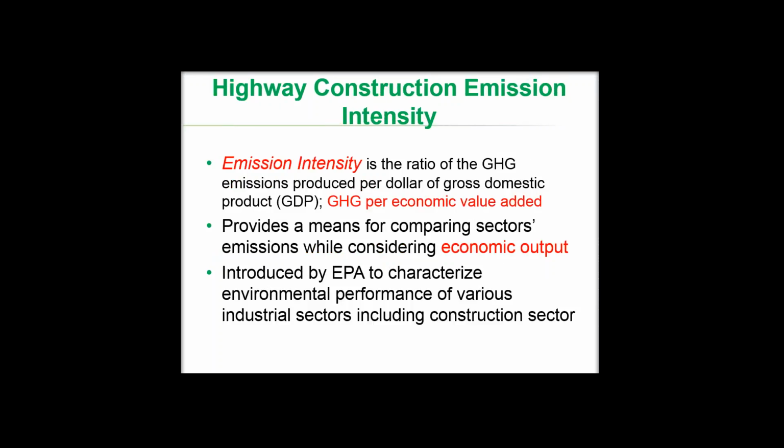In order to quantify or have an indication of the emission that we have in the air, we relate this to economic value. One of the terms that has been used by the EPA is the emission intensity. Emission intensity actually comes from 2 ratios. The first ratio is the ratio of the emission to the energy. The emission is the outcome when we are putting in the energy during construction.